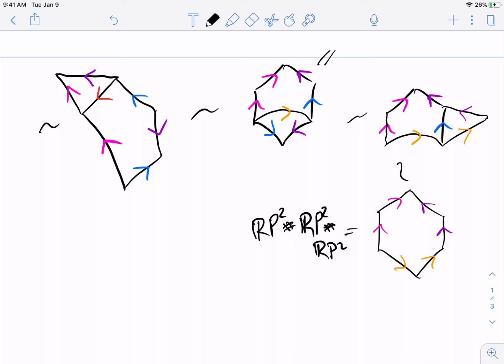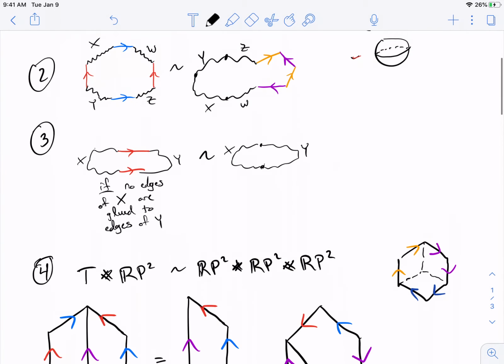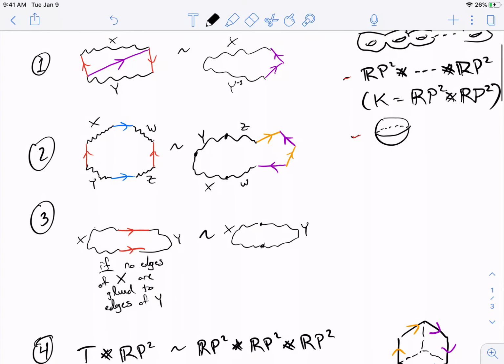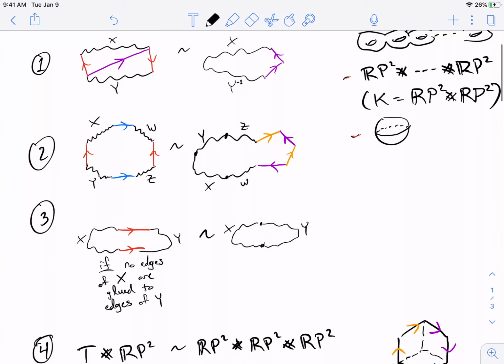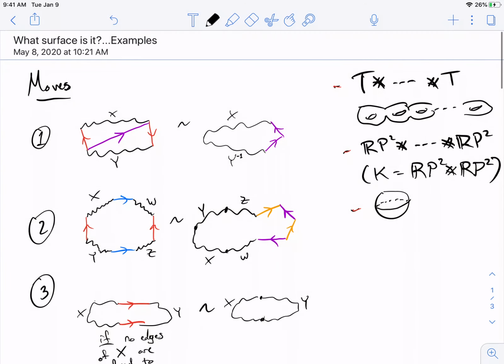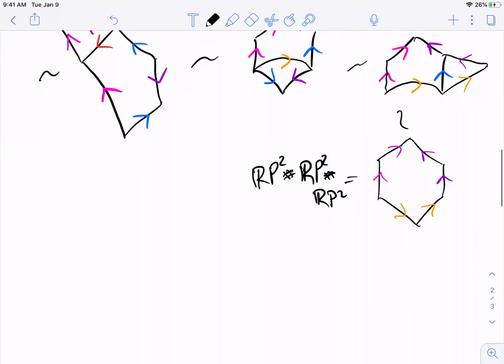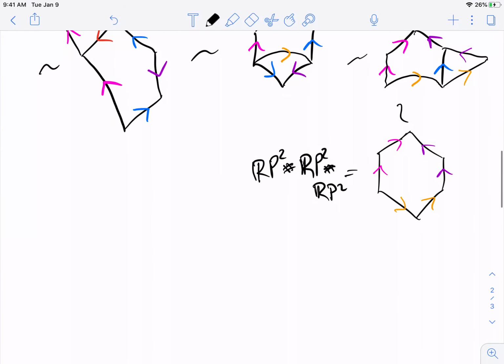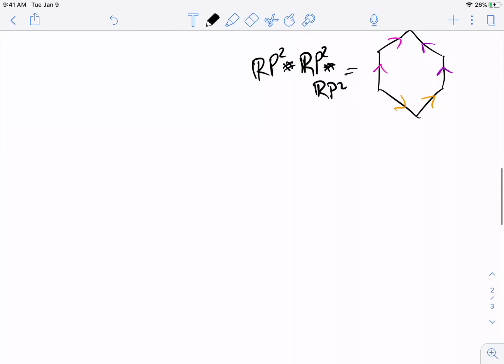Okay, and so that kind of is the last move that we need, which is whenever you see a torus connected sum with RP2, you can always just replace it with 3 RP2s. And these 4 moves together allow you to reduce any polygon with any edge identifications to one of these types. Okay, and this also answers the homework question. Let me do one more example.